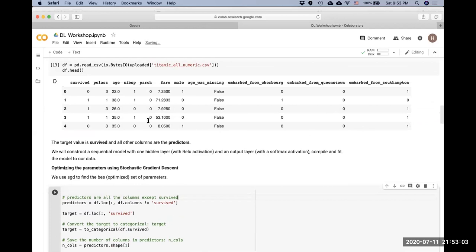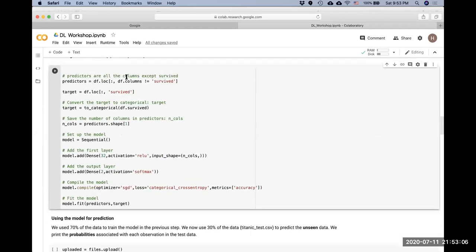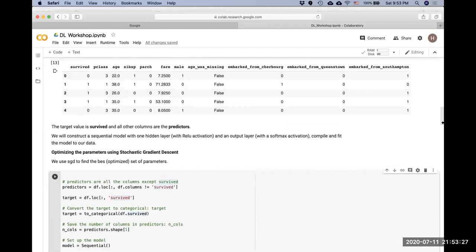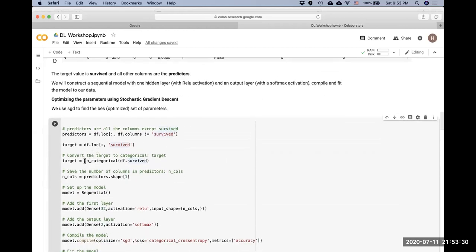So coming to this code, again, I'm just doing the same thing. So predictors will be everything except the survived column. The target, my Y, will be the survived column. Here, since my survived column is 0 and 1, I would like to convert it to categorical. If you read the documentation for this, you will see why we do this, okay, in Python.